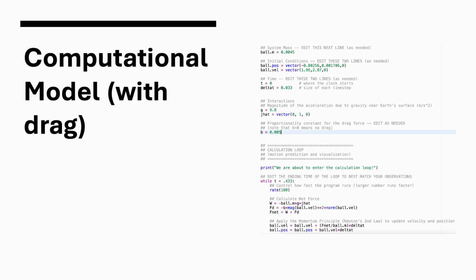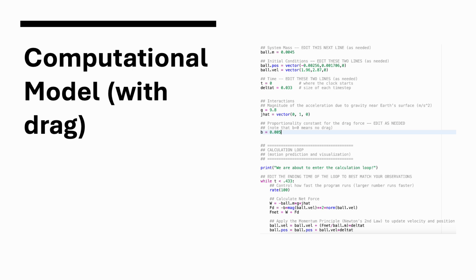Now here's the computational model with drag. There were only two main edits to this model. The first edit was the proportionality constant. Instead of 0, the constant had a value associated with it, which in this case is 0.05. This allows us to evaluate the motion of the ball using drag.